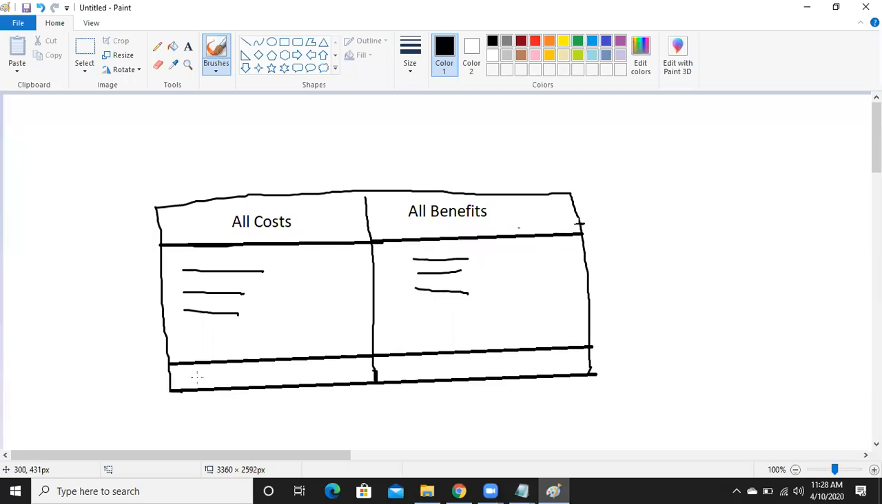at last we will make a total of both the sides. After doing the total of both the sides, we will compare whether the cost which we are investing in our new system, or in the proposed system, is greater than the benefits which we will be getting in the long term or in the short term.